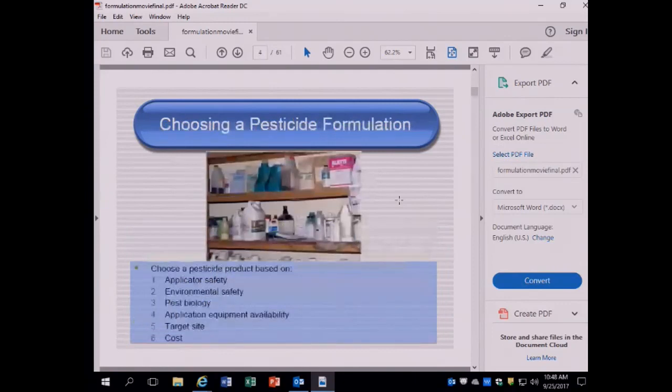As we talk about different pesticide formulations, we have an opportunity, in most cases, to choose the type of formulation that we want to use. And most of that's based on the safety to the applicator, the safety to the environment, the pest biology, in other words, the stage at which we're going to attempt to attack the pest, the type of equipment that we've got, the target site, and the cost. These are all things we need to think about when we're talking about a pesticide formulation.